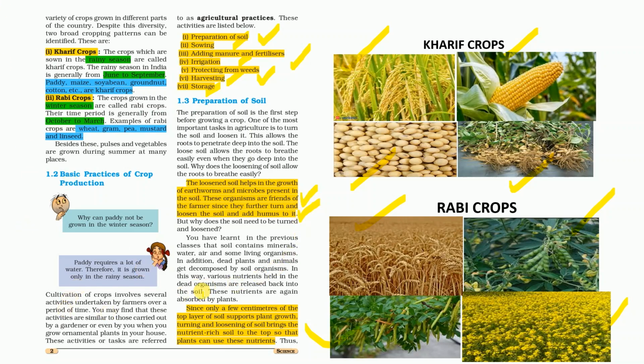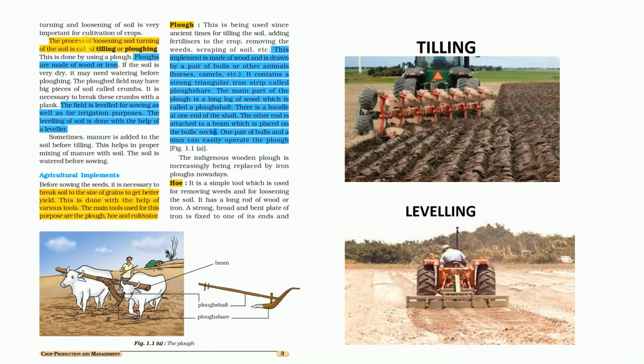Since only a few centimeters of the top layer of the soil supports plant growth, the turning and loosening of that upper layer of the soil is most important, and this is done by a typical equipment called the plough or tiller. The process of loosening and turning the soil is called tilling or ploughing. So tiller, if we use machineries, and plough if we use this, the typical plough.